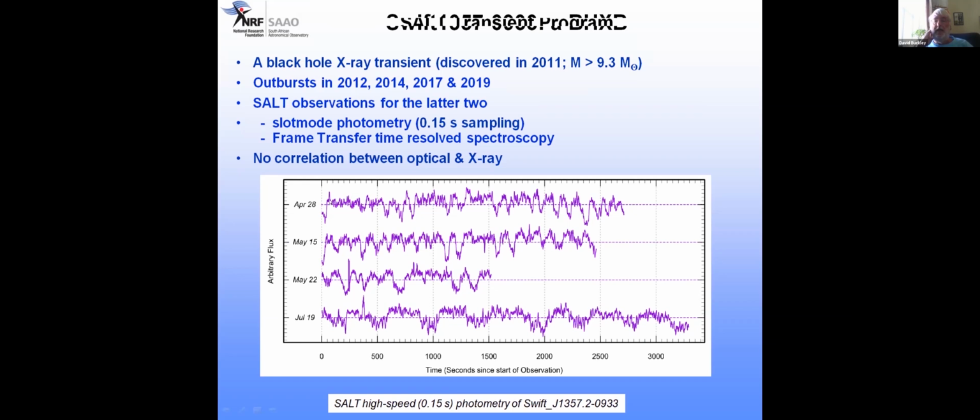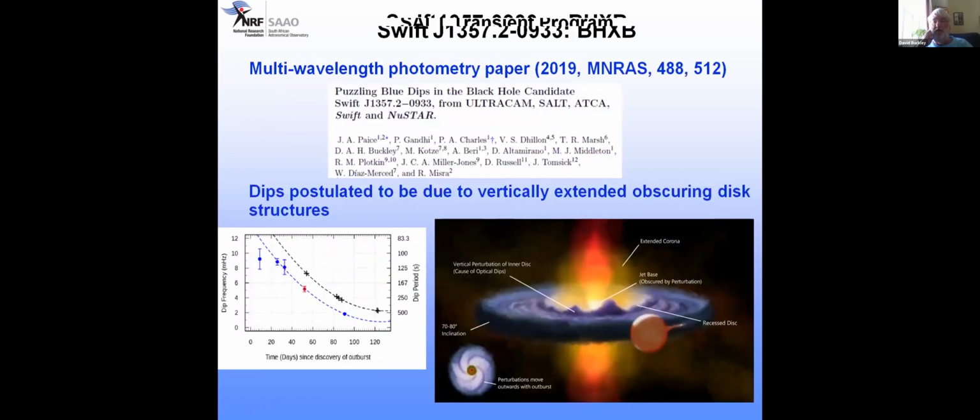And this is taken during the outburst from April through to July. And what you might notice is the dips seem to come further and further apart as you progress. And so that's exactly what's happening. The dip frequency is changing during the outburst.